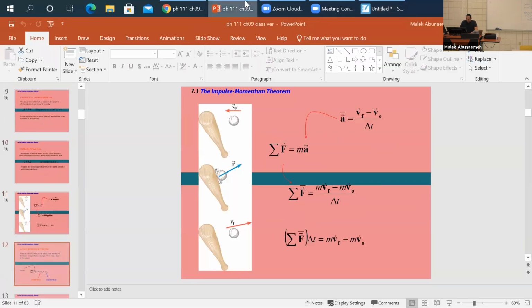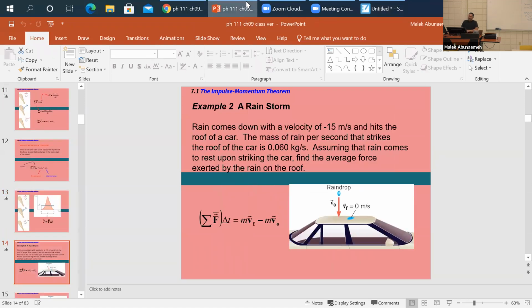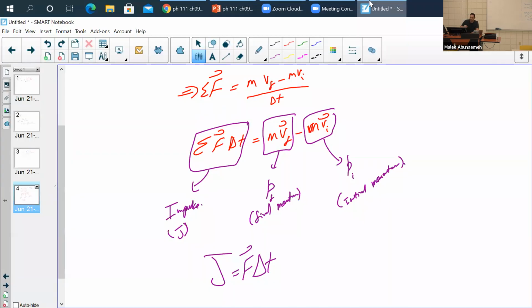So let's say we have an example on this. Rain comes down with a velocity of minus 15 meters per second and hits the roof of a car. The mass of the rain per second that strikes the roof of the car is 0.06 kilograms per second. Assuming that the rain comes to rest upon striking the car, find the average force exerted by the rain on the roof. Well, when the rain drops on the roof, it's going to have an initial velocity, and the final velocity for it is going to be 0 meters per second. So let me go right ahead. Example 2.